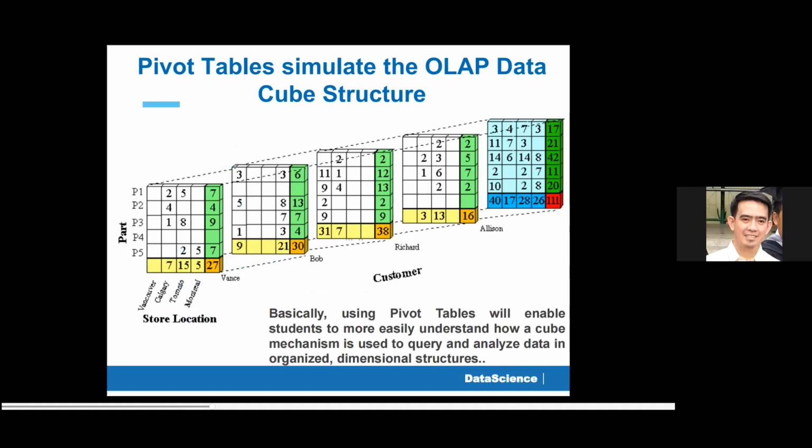And for example, for the first part of the OLAP cube, you could show the store locations in Vancouver, Calgary, Toronto, and Montreal. And at the same time, you could show the different parts that are sold to customer Bunch. The second part of the OLAP cube is the one that is sold to customer Bob, to Richard, to Allinson, and so on.